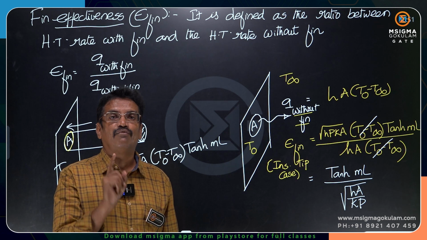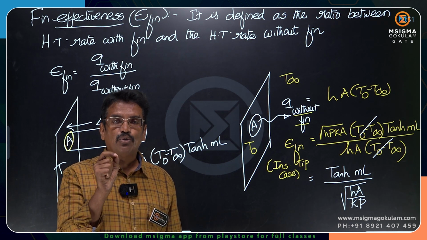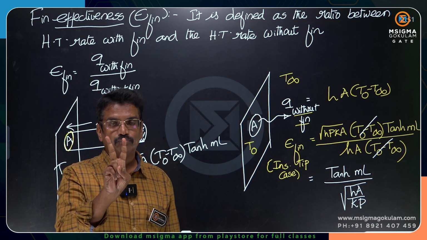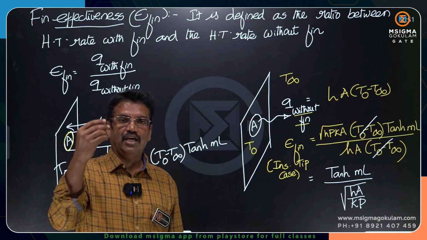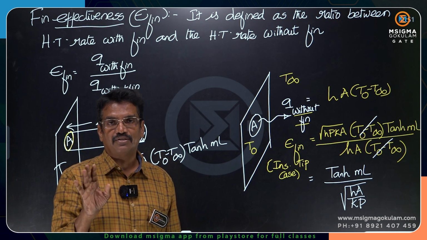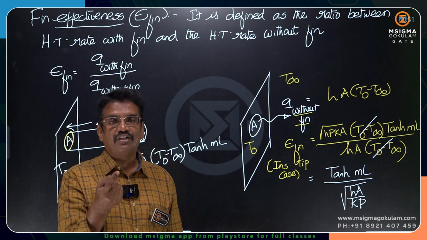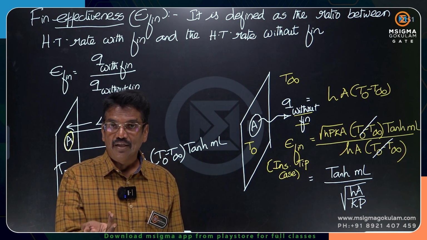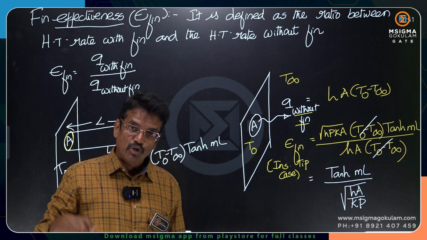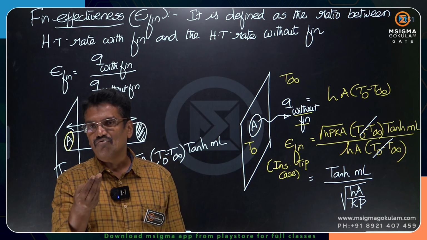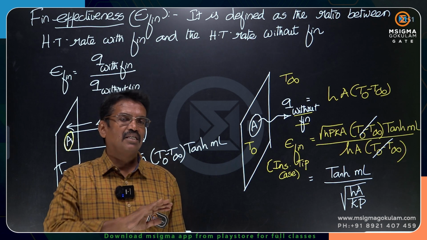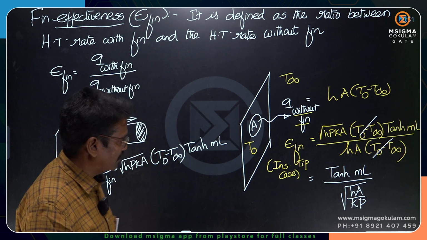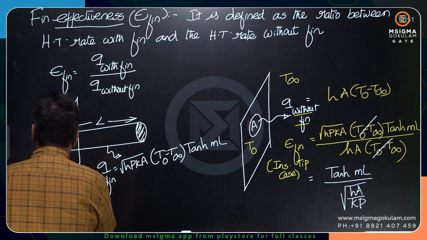If you want to keep the fins, the minimum value of the effectiveness should be 2. If the effectiveness is 4, yes, I can say that fins are really helping us in increasing the heat transfer rate. If the effectiveness is say 1.1, don't keep the fins, because fins are material, fins are money. We are investing something, but the return is only 5% increase or 10% increase. It is a waste of keeping the fins. So that is the physical significance of the effectiveness of the fin.